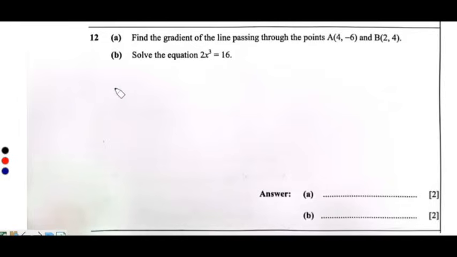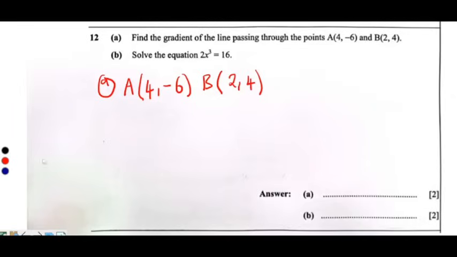All right, so we've come to question 12. We start with A. Find the gradient of the line passing through the points A(4, -6) and B(2, 4). So we are answering question A. A has the coordinates 4, -6. Then B has the coordinates 2, 4. They want us to find the gradient.